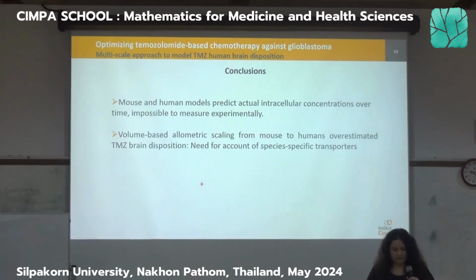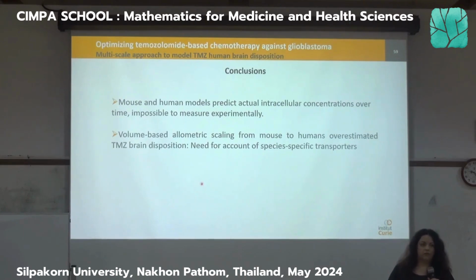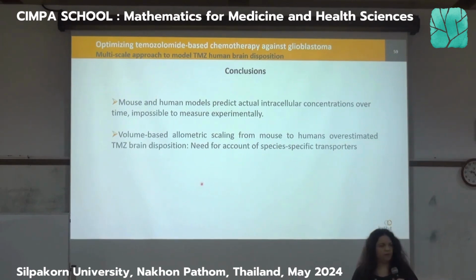And the next step is that scaling from one species to another is clearly more complicated than just using the volumes. In this particular case of temozolomide, scaling with the volumes didn't work, and scaling with the surfaces didn't work either. So this is a whole field of research, and I will put some references if you want to go through it in more detail. So I will stop here for this part of my lecture about brain tumors.